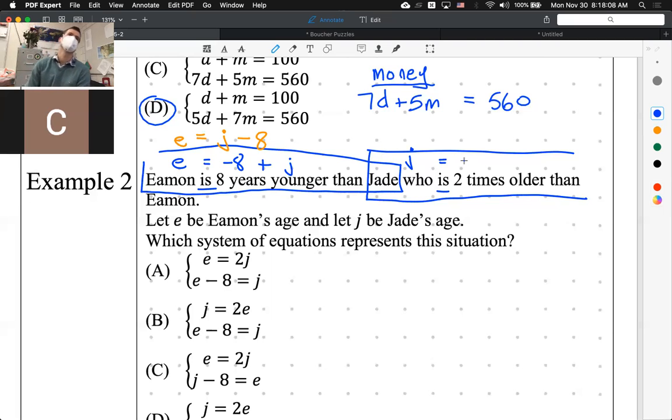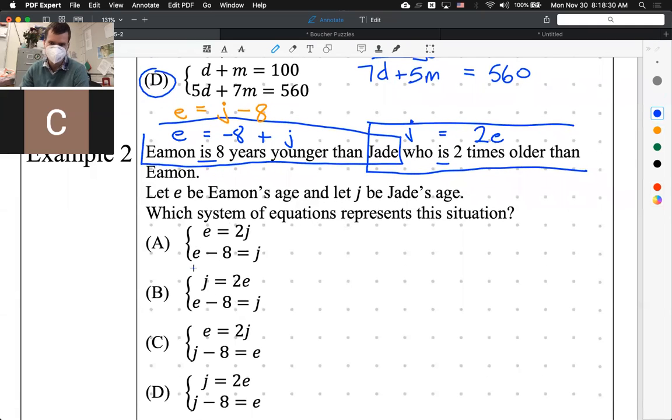Giorgio, you want to give it a shot? 2 times older than Eamon. How do I say that with an equation? J is equal to 2E. 2 times E. Yeah, there it is. All right, and then we just need to select the correct equation. So where is that? J -8. Oh, it looks like D again.